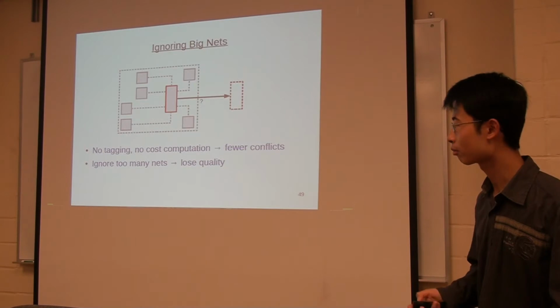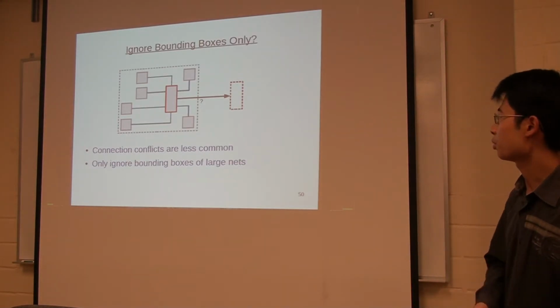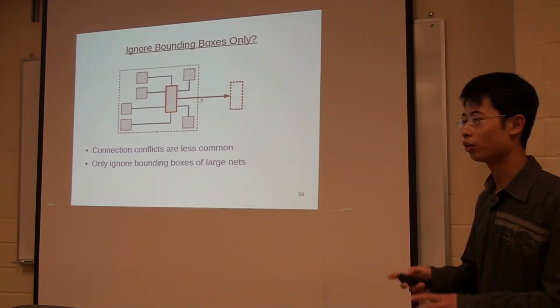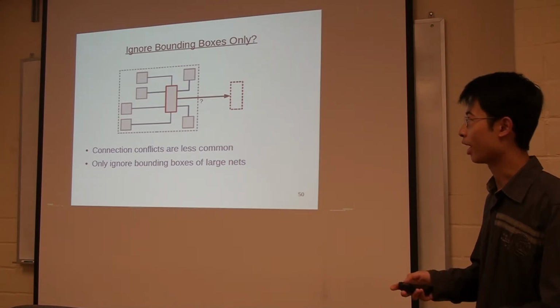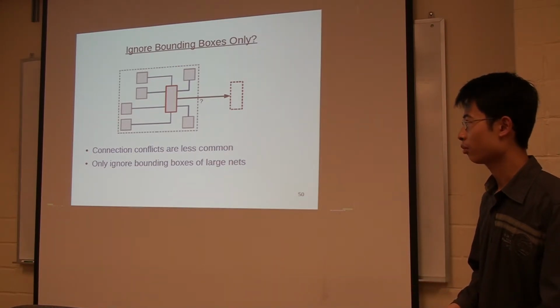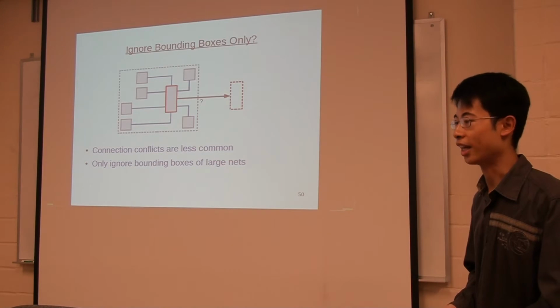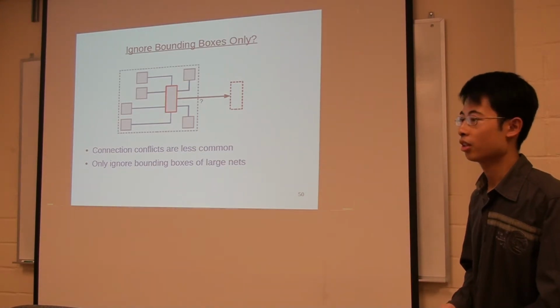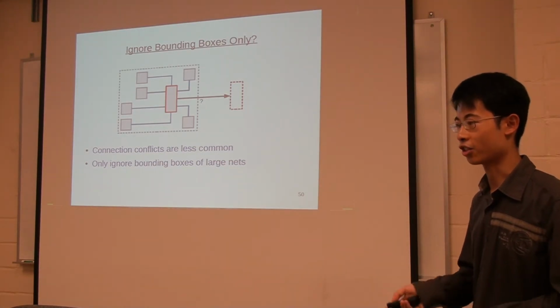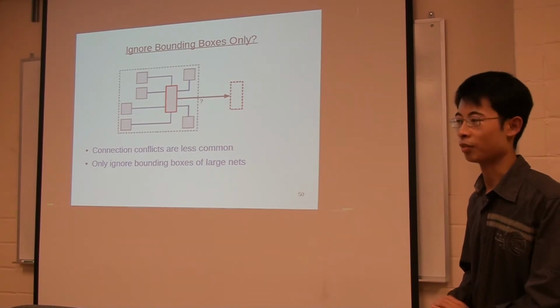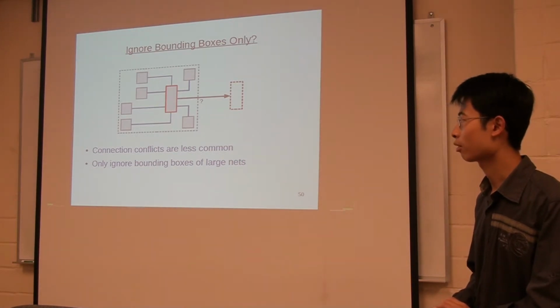Good point. So an alternative to this technique is to only ignore the bounding blocks, but not ignore any of the connections, because these connection conflicts are less common anyway. And even though this might take more work than ignoring the entire net, it might perform better in terms of quality.